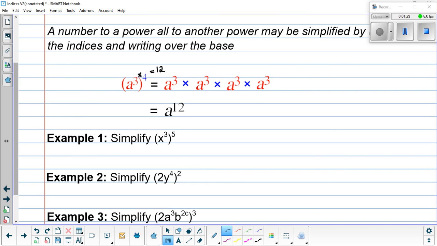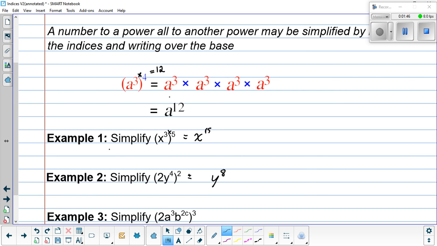For the first one, we just multiply these together. So we get x to the 3 times 5, x to the 15. The next one is a little bit harder. I'm going to take care of the y's first. What's 4 times 2? Well, that's y to the 8.